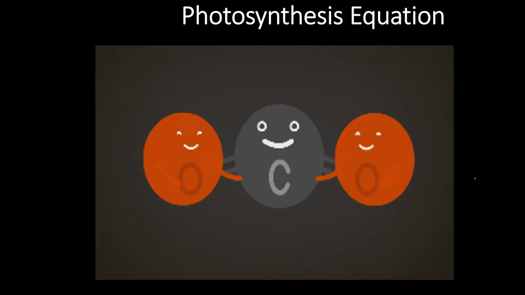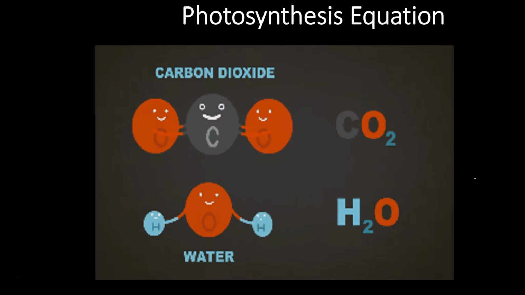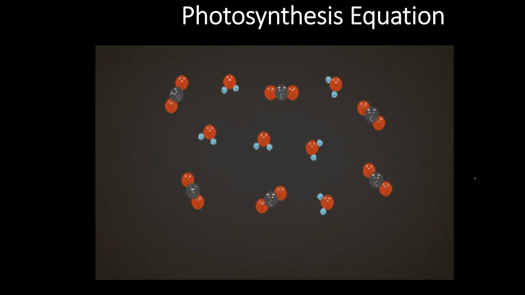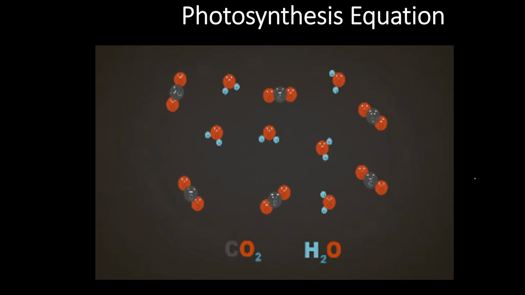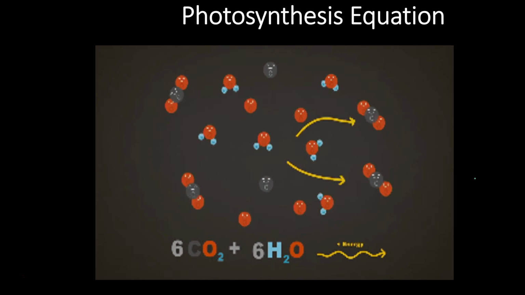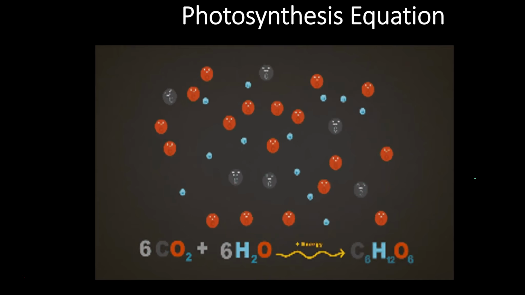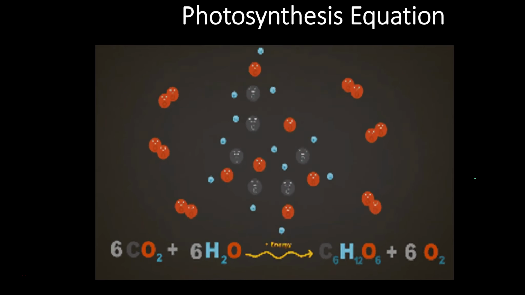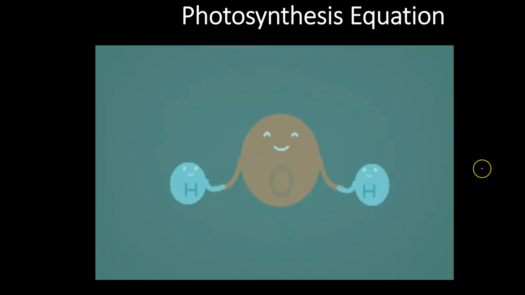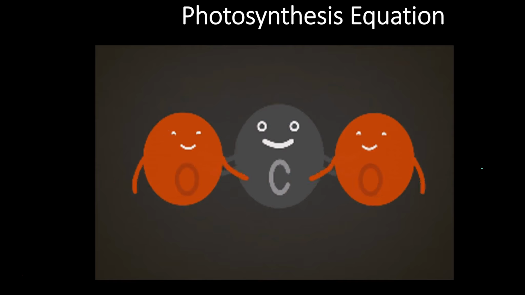Here's another way to show this. The CO2 molecules, the water, they're eventually going to break down. They break down from molecules into single atoms. They rearrange to form the products, okay? So that's the light energy that breaks it down. They make their glucose molecule, and then they make their 6 O2s, okay? That was photosynthesis, folks.